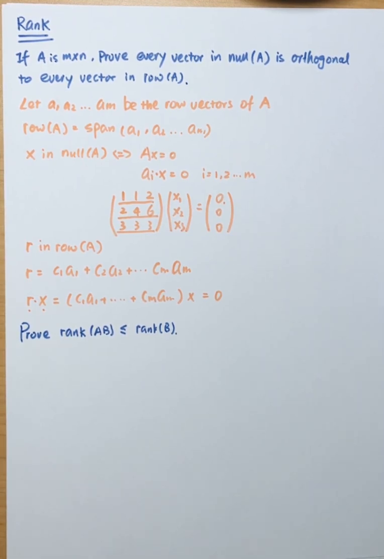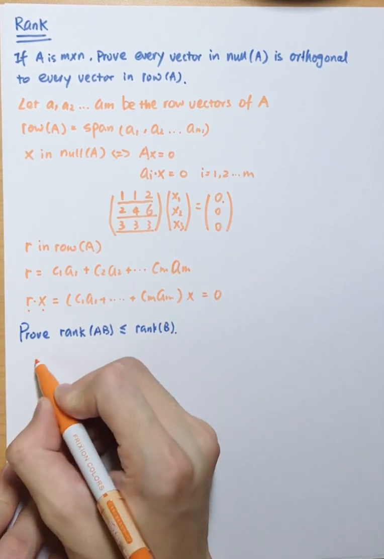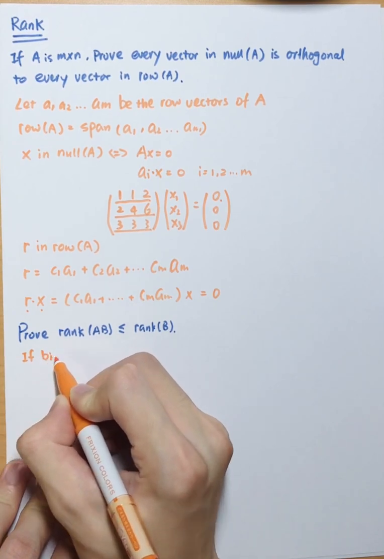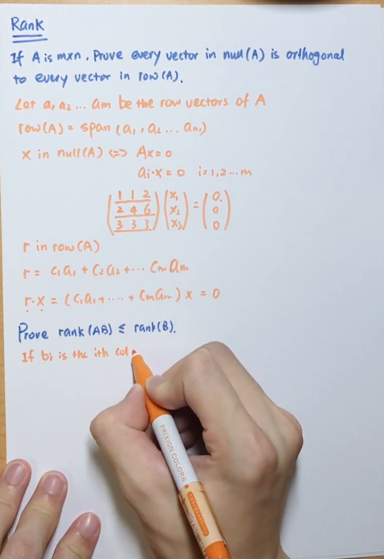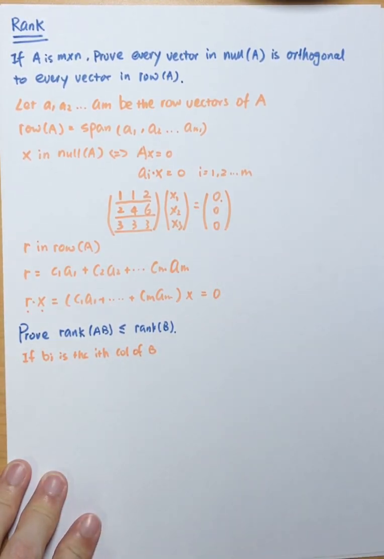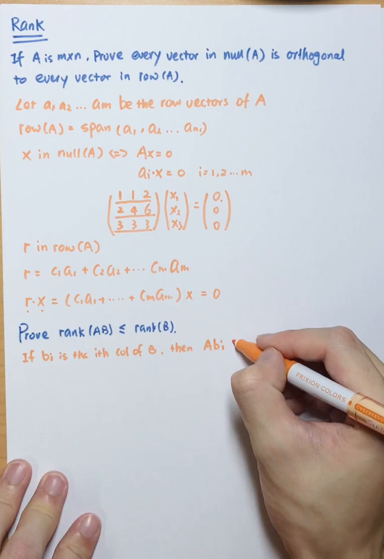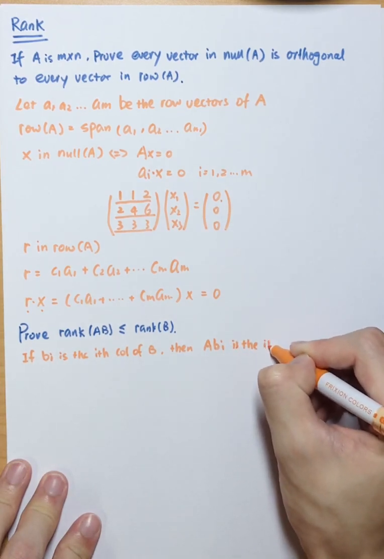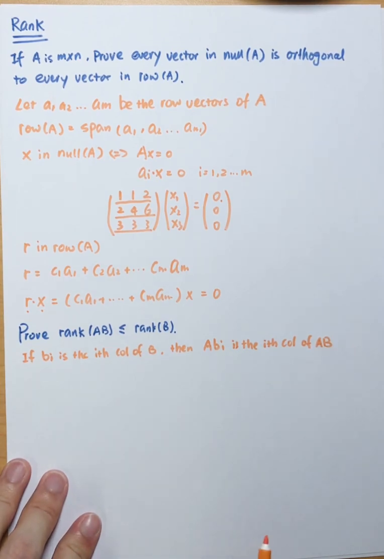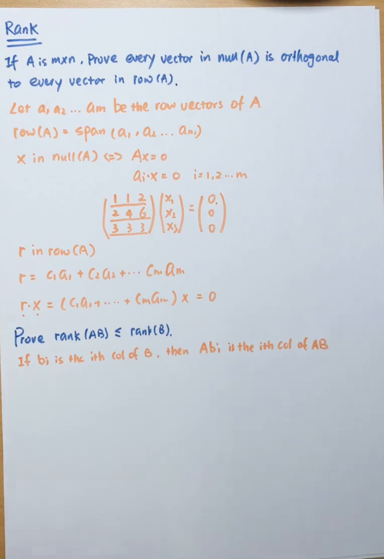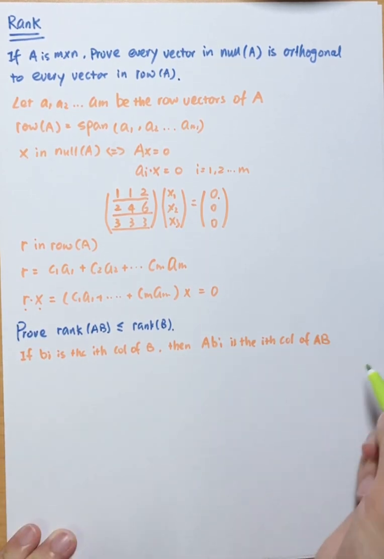So I'm going to write something down. As I mentioned, if bi is the ith column of B, then Abi is the ith column of AB. This is going to be more like a proof by a lot of words. Then Abi is the ith column of AB.